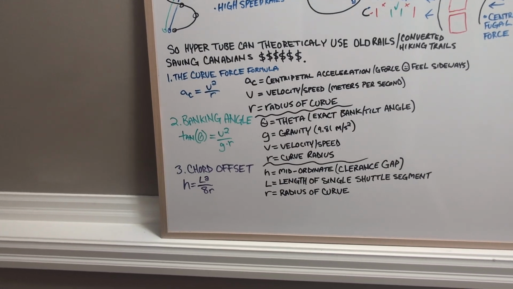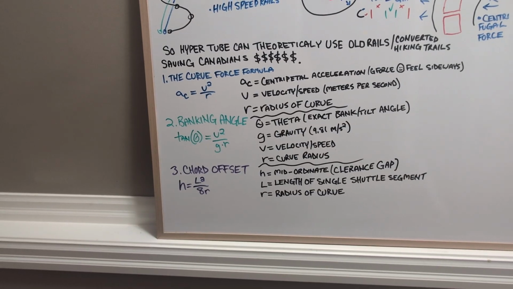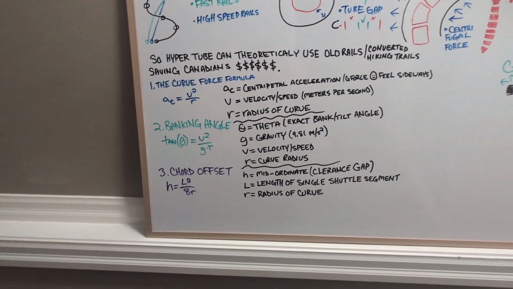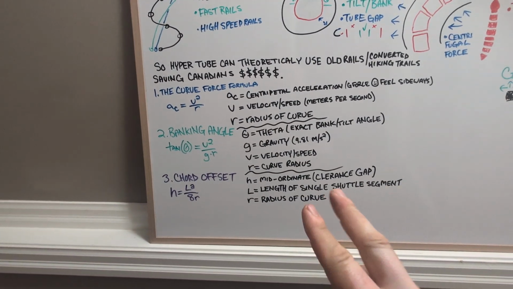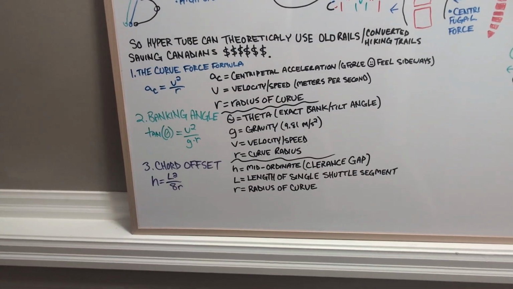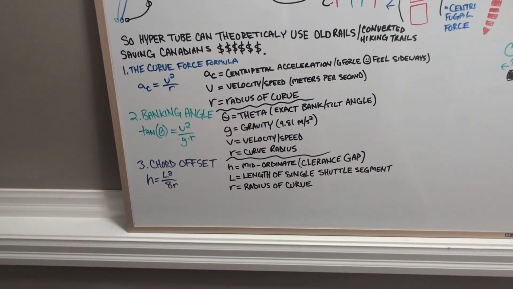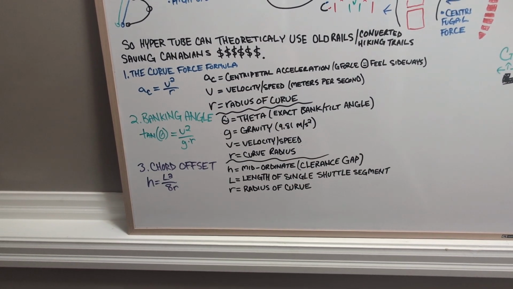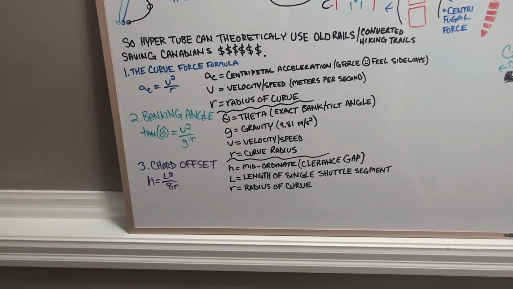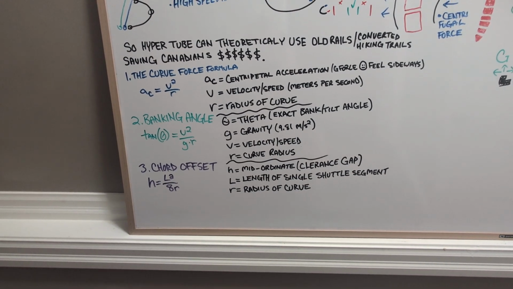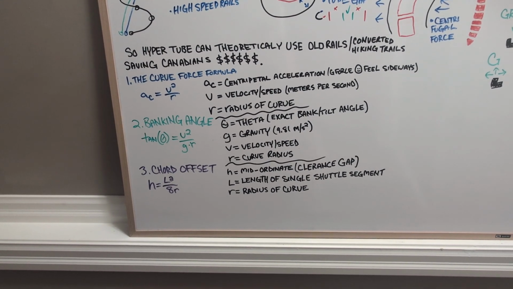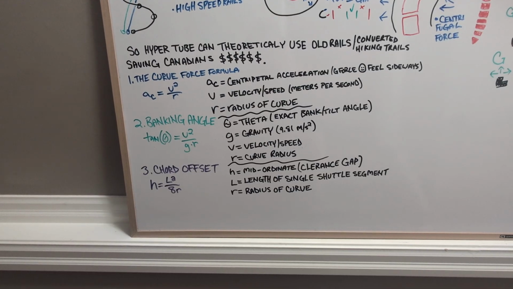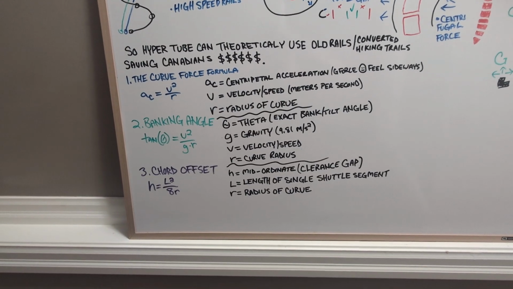And then number 3 is the chord offset. That's the spacing between the segments of the shuttle. H equals mid-ordinate clearance gap. L equals length of single shuttle segment, and R equals radius of curve.